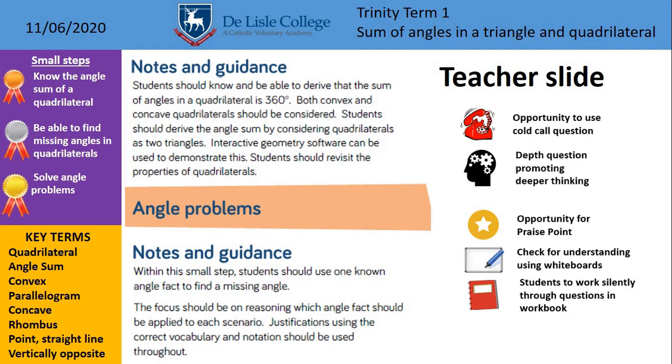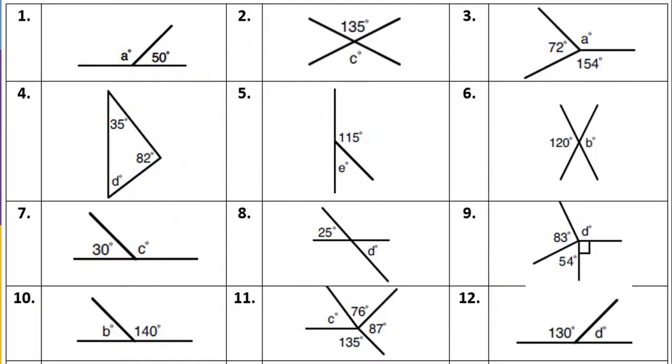Okay, so your first task, appearing on the screen now, is there are 12 questions and there are missing angles on 12 of those. If you can then work out, using your knowledge of angles on a straight line and angles around a point, to solve those 12 for me. So pause the video and that should just take you a few minutes to do.